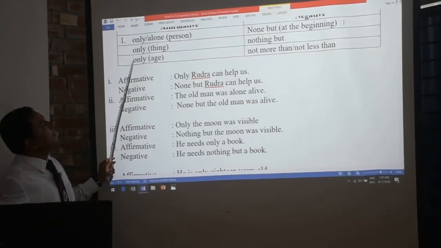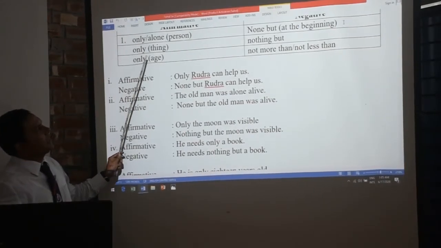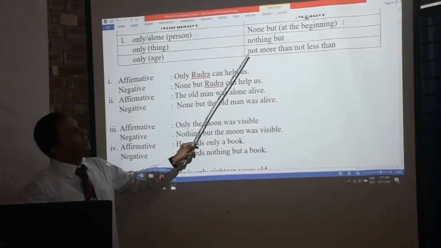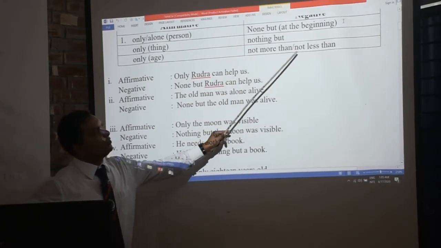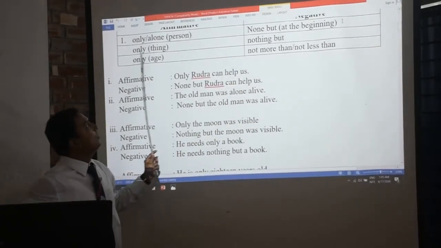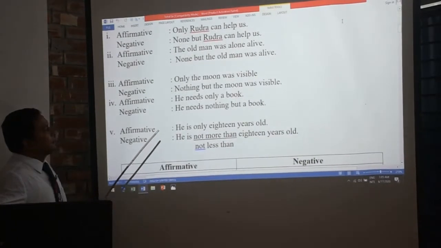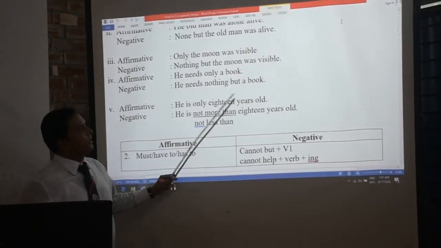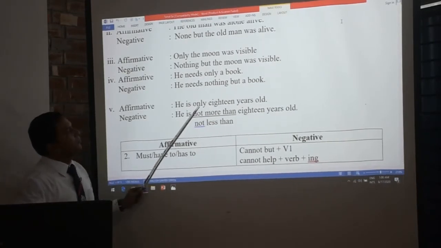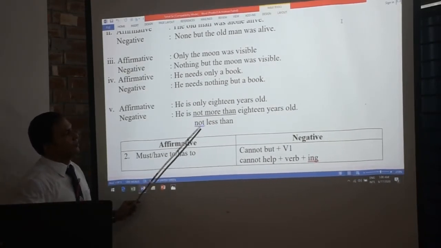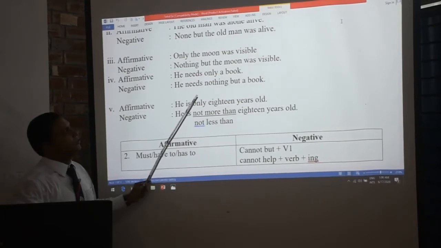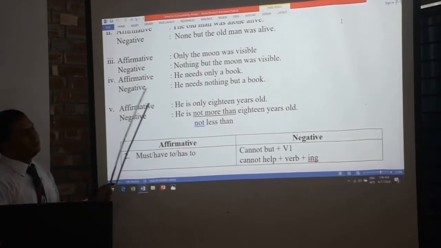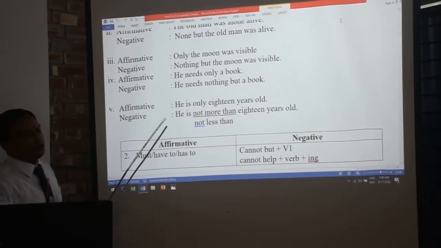In this rule, if only means age or number, we have to use not more than or not less than for only. See the sentence, he is only 18 years old. 18 means age, so we will use not more than or not less than instead of only. I think it is very clear to you.